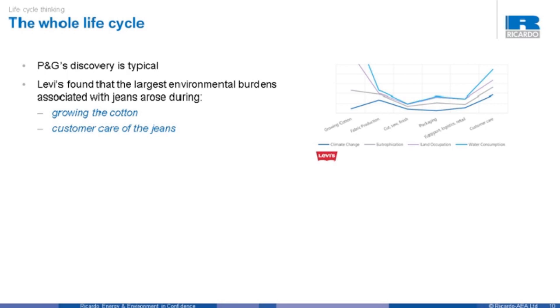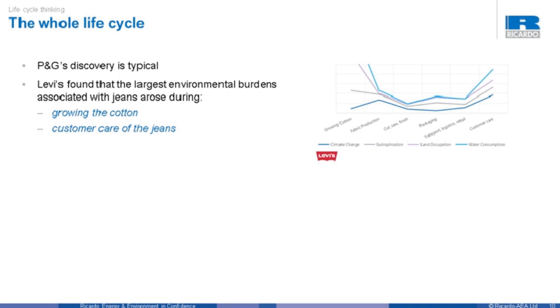When Levi's looked at the impacts of their jeans on climate change, eutrophication, land occupation and water consumption, they found that the processes under their control were relatively insignificant. The big impacts arise during growing the cotton and caring for the jeans.